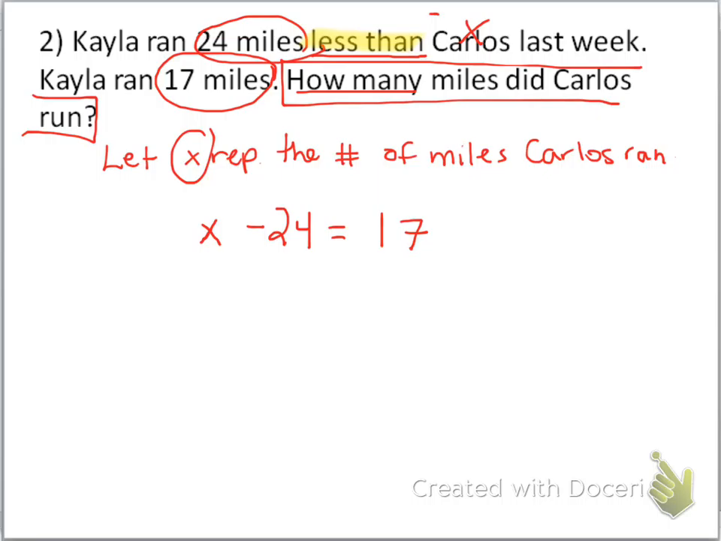Now we have to solve our equation. To solve the equation, we need to eliminate this minus 24. To eliminate it, we're going to add 24. So these guys cancel out. So we add 24 to this side, and we end up with X is equal to 41. So that means that Carlos ran 41 miles.